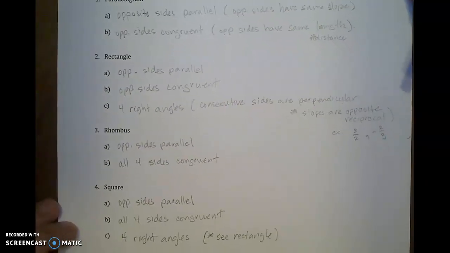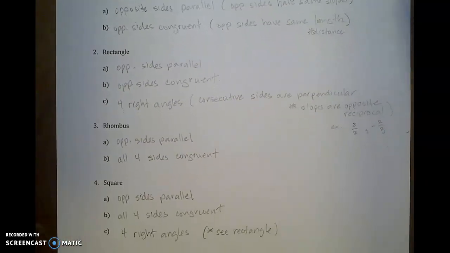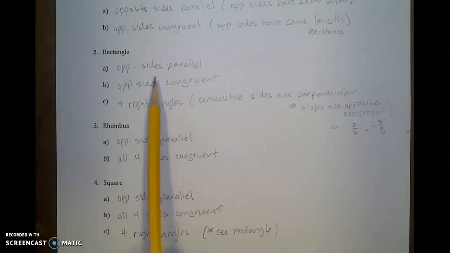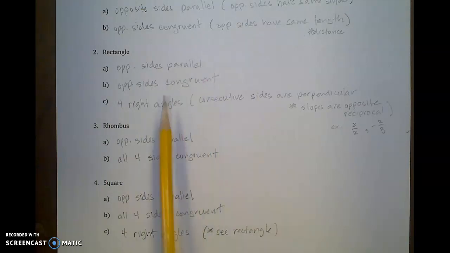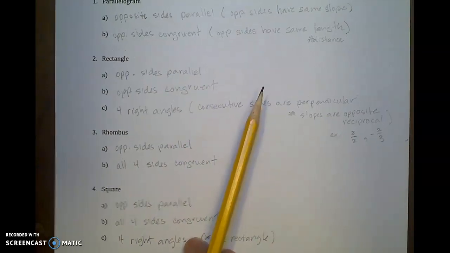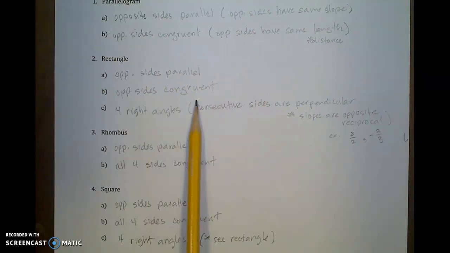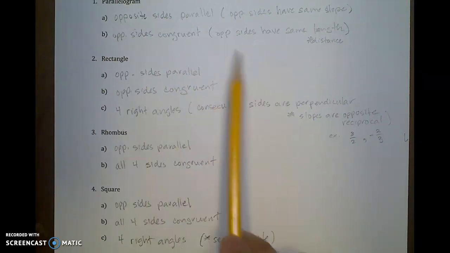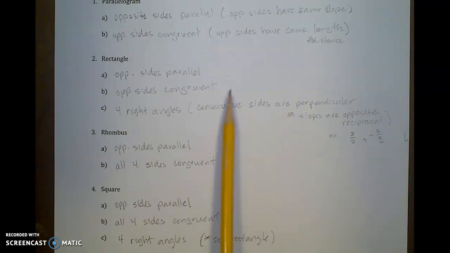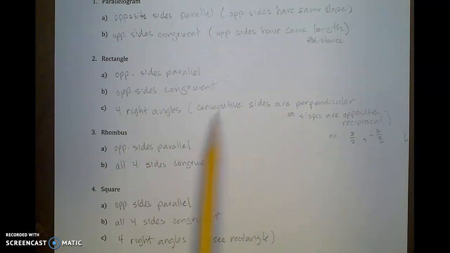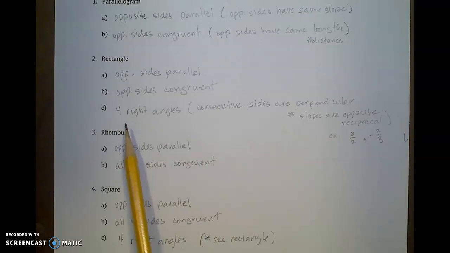Number 2 is a rectangle. There's 3 characteristics for a rectangle. Opposite sides are parallel, meaning opposite sides have the same slope. Opposite sides are congruent, meaning again opposite sides have the same length. And the rectangle has one more characteristic than a parallelogram, and we all know it has 4 right angles.